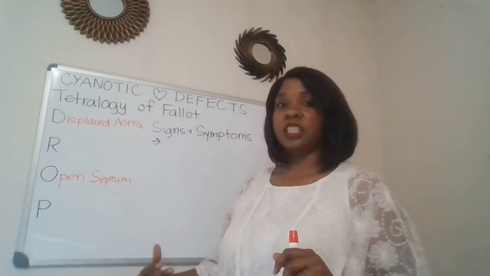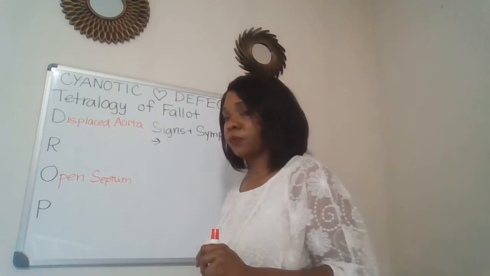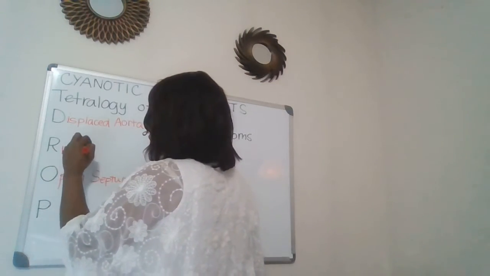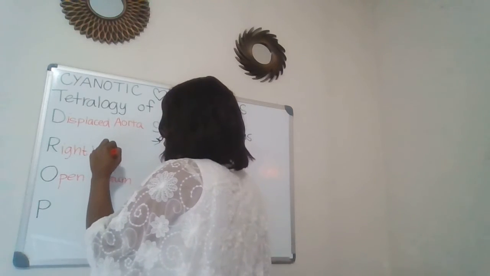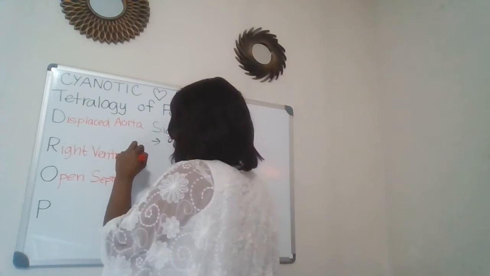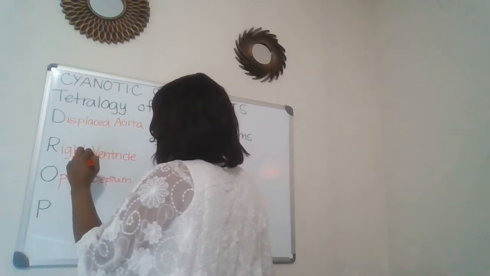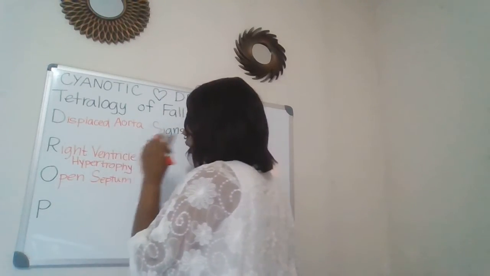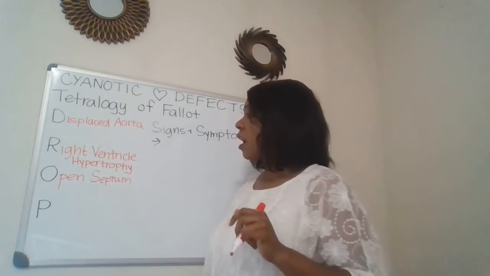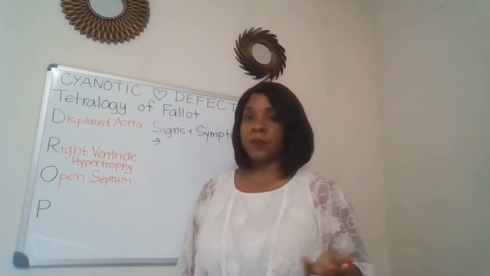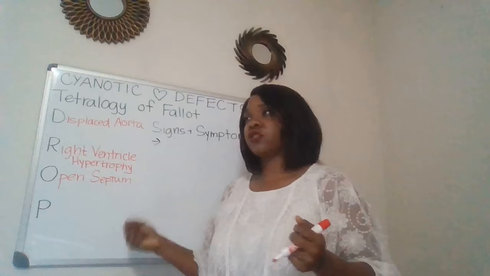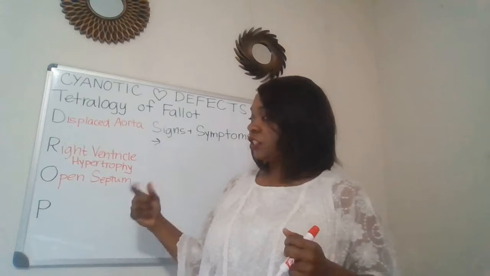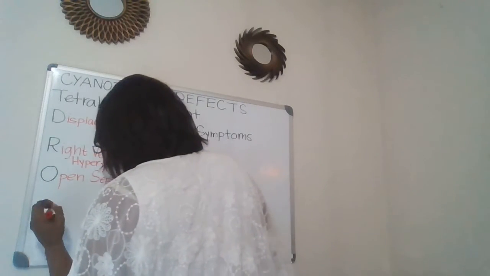Now, the R stands for right ventricle hypertrophy, okay? So an enlarged right ventricle. The right ventricle is getting bigger because of what's happening. You're having the force of the left ventricle pour blood into the right ventricle, in addition to pulmonary stenosis.